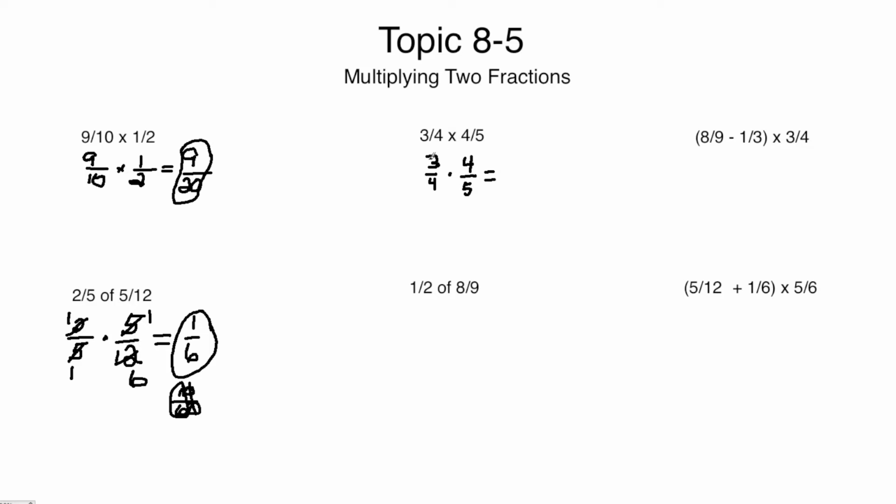Can we use step 1? Is there a factor greater than 1 that can go into both 3 and 5? Nope. Is there a factor greater than 1 that can go into both 4 and 4? Yep, 4. How many times can 4 go into 4? Once. How many times can 4 go into this 4? Once. Now let's go to the second step. Let's multiply straight across. 3 times 1, 3. 1 times 5, 5. Circle your answer.